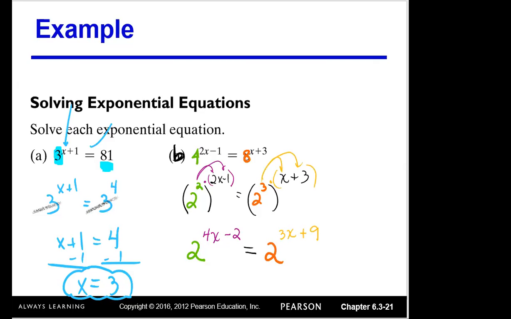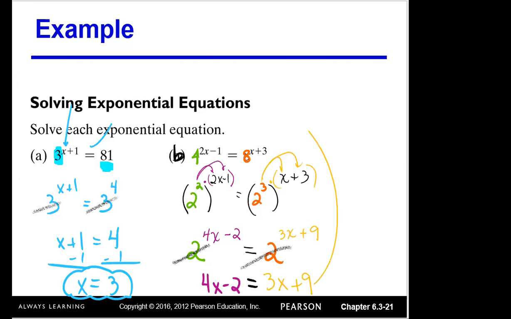And now I have a 2 to the this equals a 2 to the that, which means my this equals my that. I'm literally just going to drop the 2's, and I am going to say that the 4x minus 2 equals the 3x plus 9. And now I have to solve that.